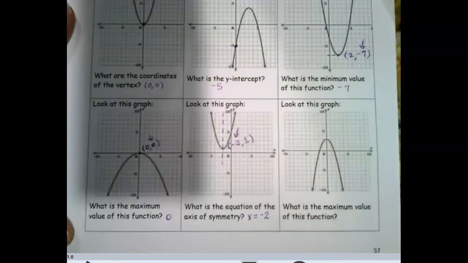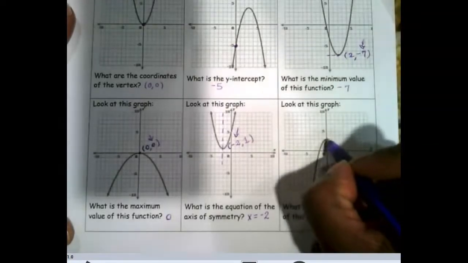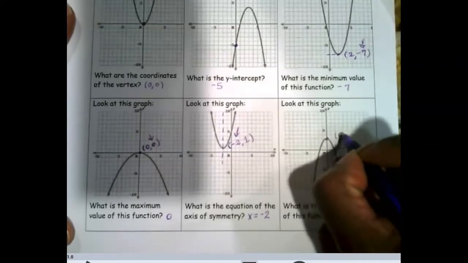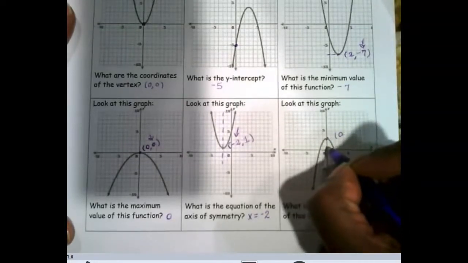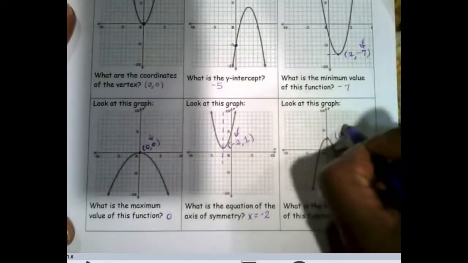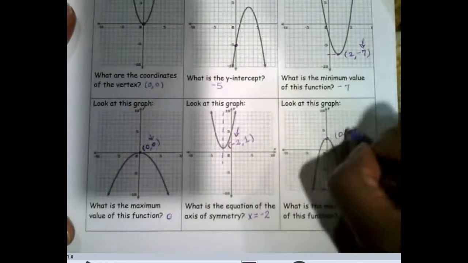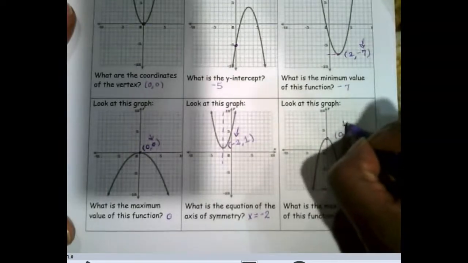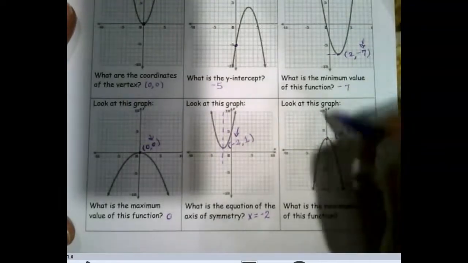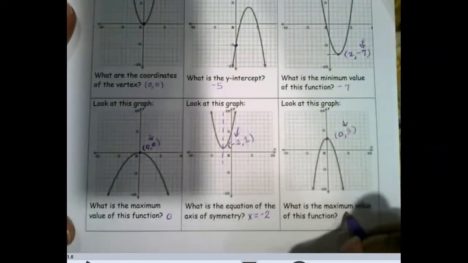Here, what is the maximum value of this function? So again, let's write the ordered pair of this. It would be 0, 1, 2, 3. That's the ordered pair, and we know for the maximum value, we're talking about the highest value using the y-axis. So our maximum value would be 3.